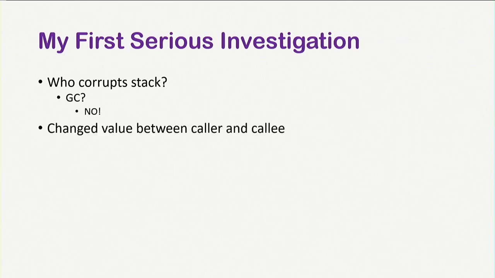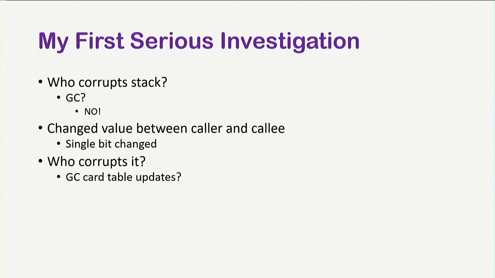So I dug into that and found out that between the caller and callee there was a changed value, and even more, it was a single bit that was changed. When you see a single bit and you talk with people on the team, they ask who corrupts it. Hey, there's this GC card table, and GC flips the bits, and maybe it got confused. And then you remember, of course that's not GC, because GC doesn't run in this process. We already established that. Anyway, you dig deeper and ask, could it be hardware, a bit flipped?